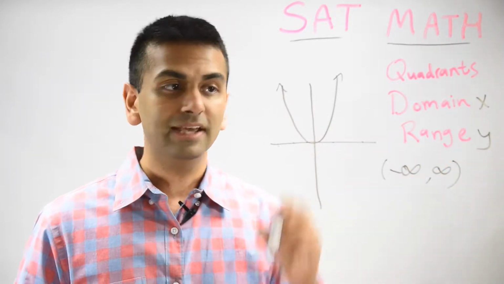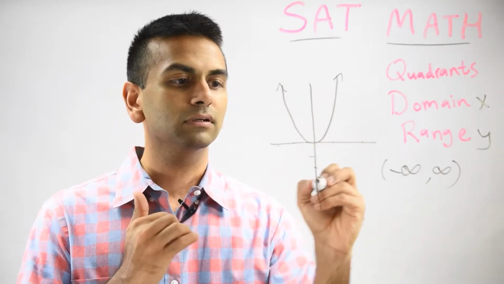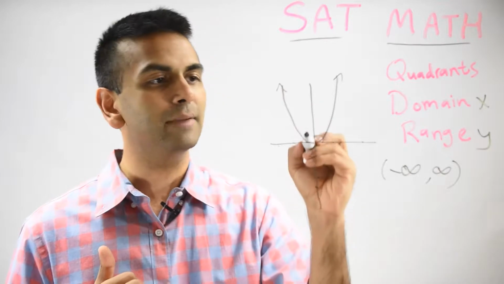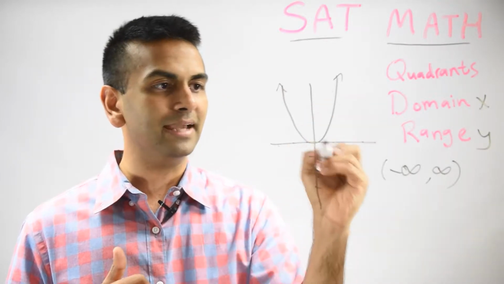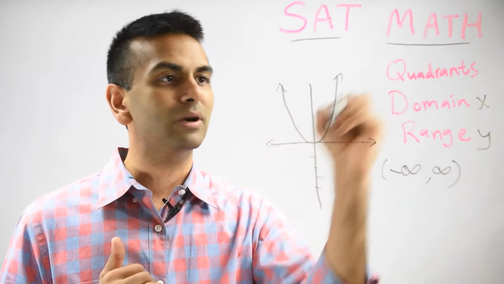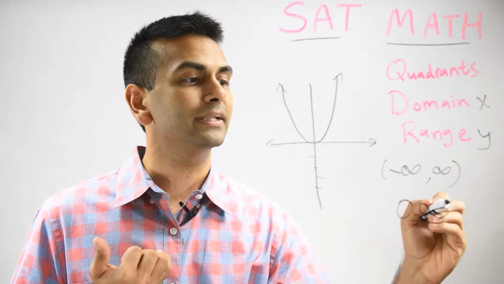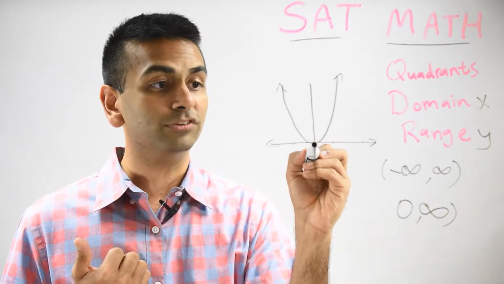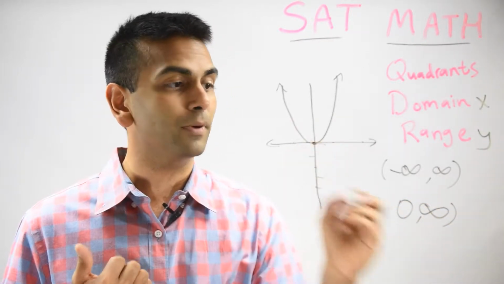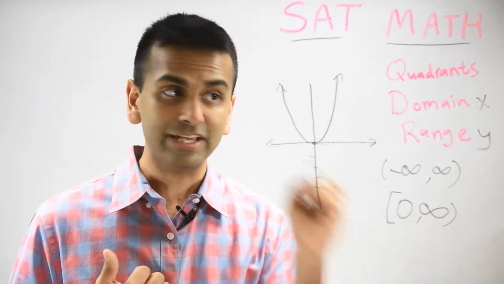The range are all the possible y values. Here, notice the y values, there are no negative y values here, right? There's nothing you could plug in to the x to get a negative y value below this x-axis over here. The only y values are positive, but we can get everything from 0 to infinity. And because we also can get 0, 0 is a part of it, we put a square bracket like this. So this is the range of this function.